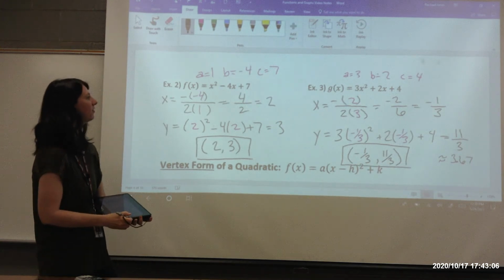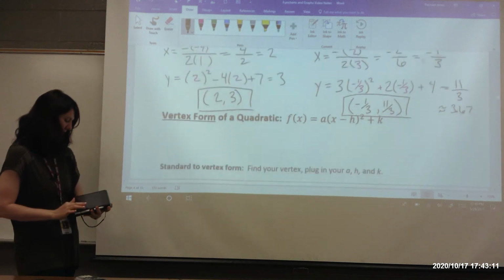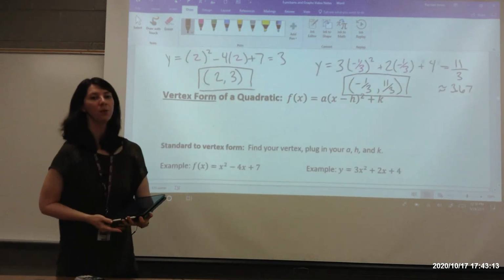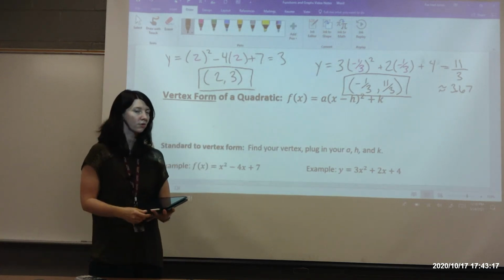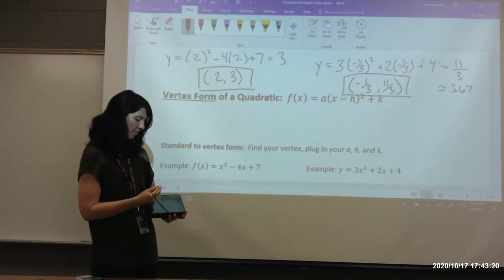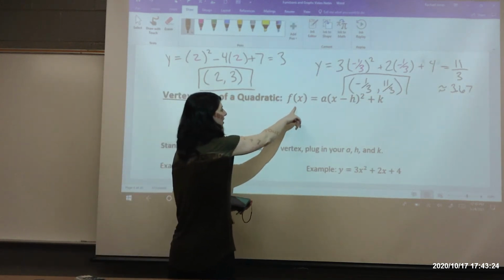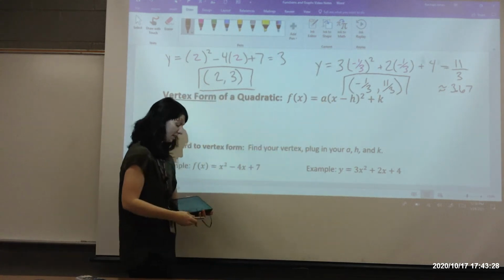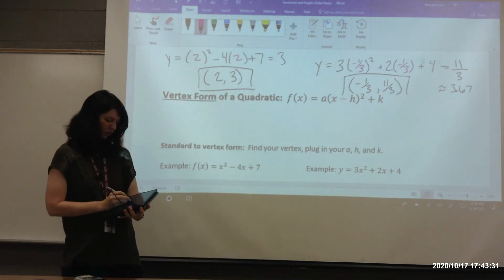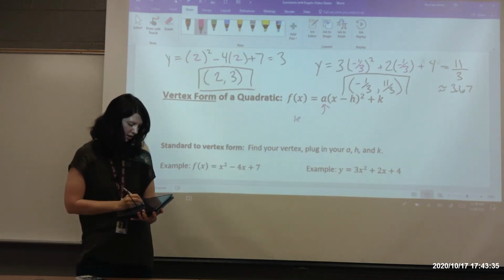Okay, so that's finding a vertex from standard form. Now, why is that handy? Well, if you can find the vertex from standard form, then you can write your equation in vertex form. And we'll learn in the next video why vertex form is so handy. Vertex form of a quadratic is f of x equals a times x minus h squared plus k. So a couple things I want you to see here. This a is the same as the a before. This is your leading coefficient.